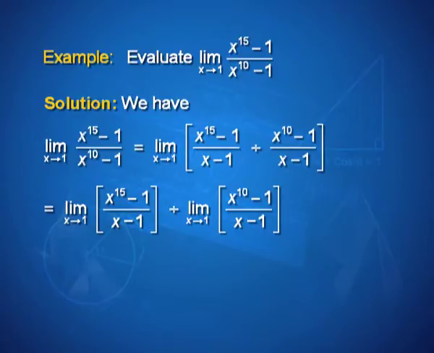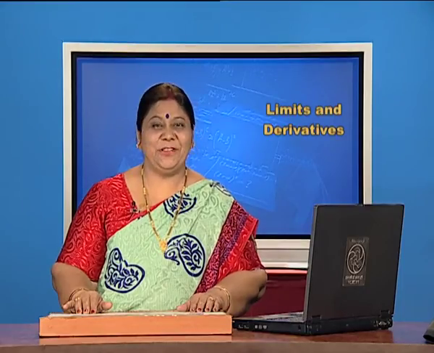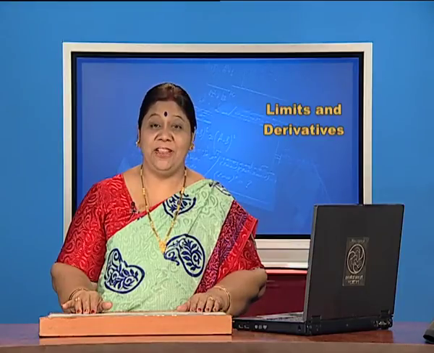Using the theorem, of course, we have 15 into 1 raised to 14 divided by 10 into 1 raised to 9, that is equal to 15 divided by 10, that is equal to 3 upon 2. So, students, today you studied about algebra of limits. I hope you have understood.